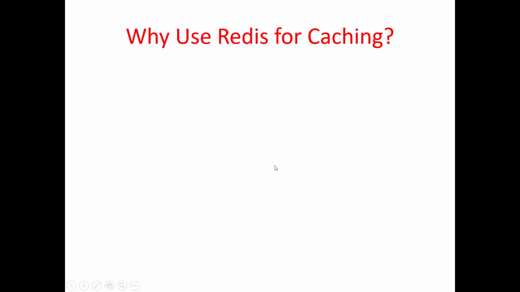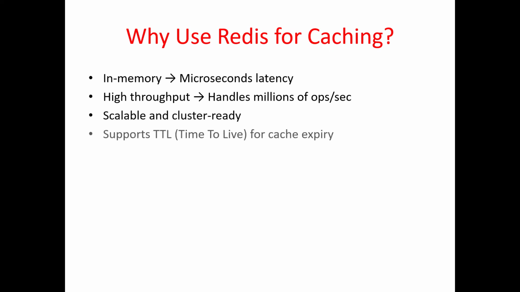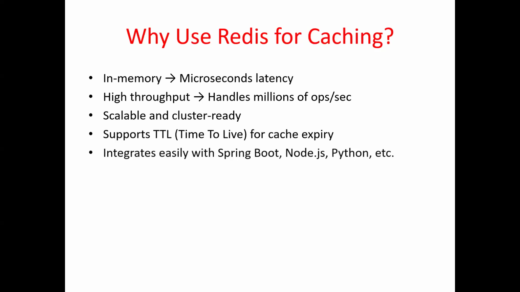We have different types of caches. One of them is Redis: in-memory with microsecond latency. It has high throughput, meaning millions of operations per second. When you scale, Redis can be made cluster-ready. And we also have TTL, time to live, for cache. If there is some data you don't want to keep in Redis for a long time, say half an hour, 1 hour, or 24 hours, you can specify how long you want to keep it. That is time to live for cache.